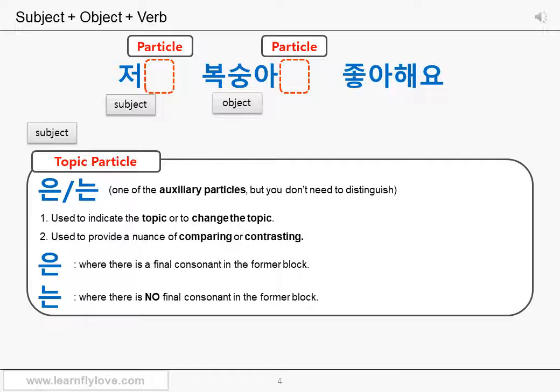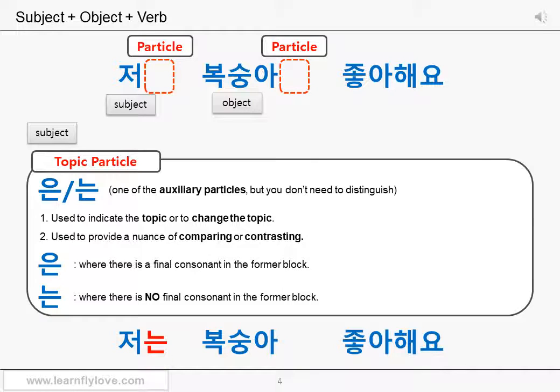This topic particle 는 can be used to indicate the topic or to change the topic, as its name says. Or this topic particle 는 can be used to provide a nuance of comparing or contrasting. Don't think too much at this point. I'll explain more with actual examples. You can add this particle 는 to the subject 저 in this sentence. The 저 sound doesn't have a final consonant, thus you need to add 는 sound. 저는.